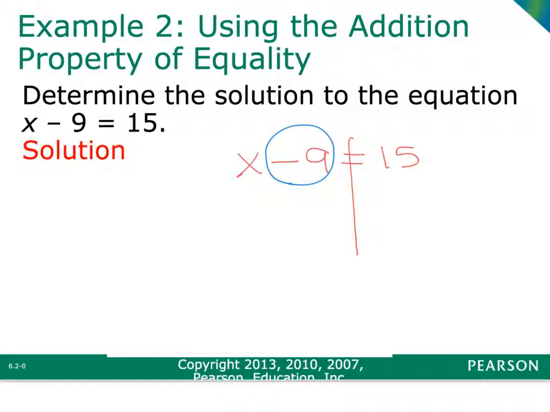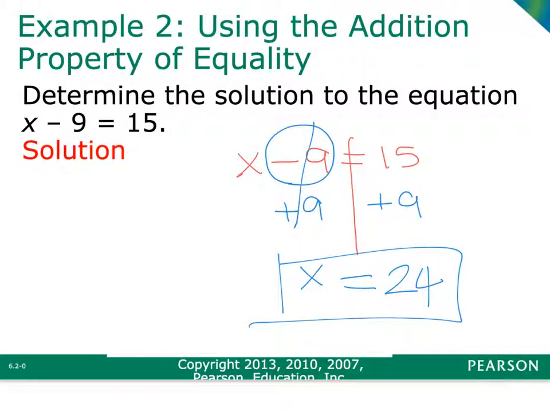So if you see a minus 9, what you're going to do is add 9 to both sides of the equation, which will cancel that away and leave you the x all by itself. And x is going to be equal to 24. And once you get x alone equal to some number, you are done.